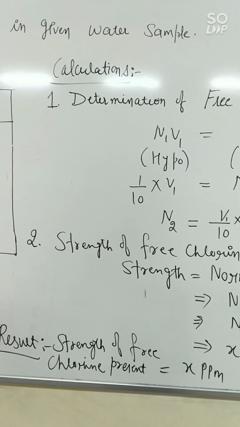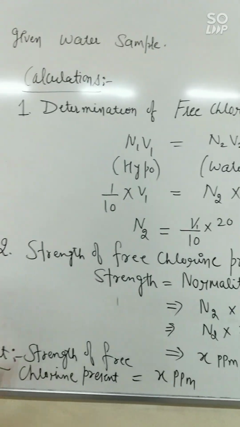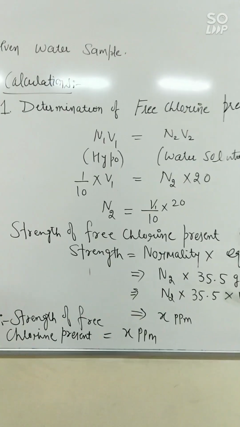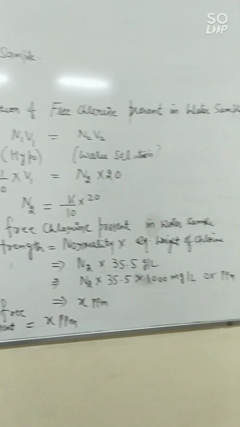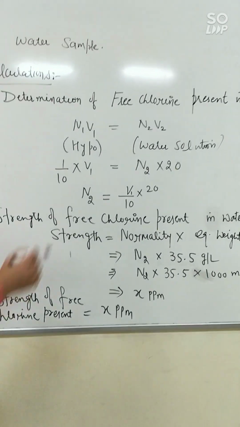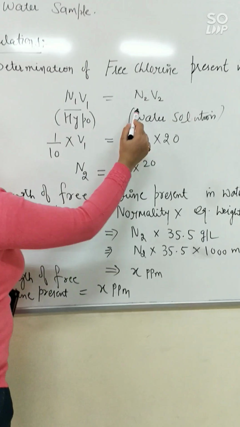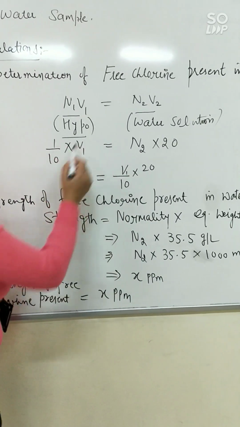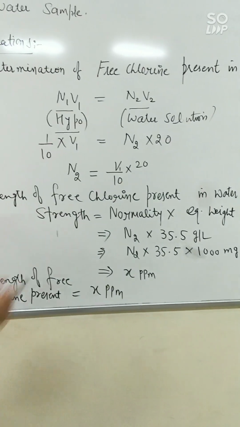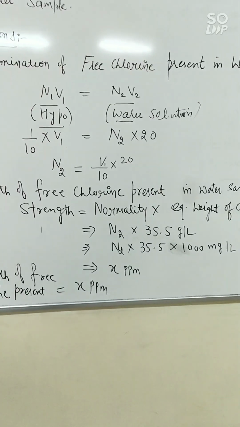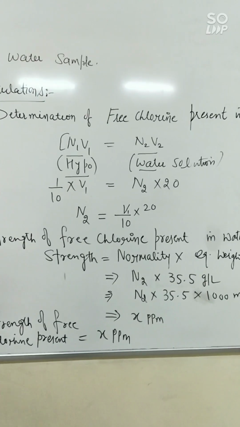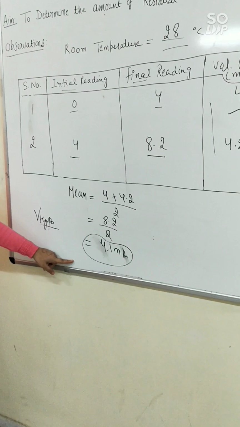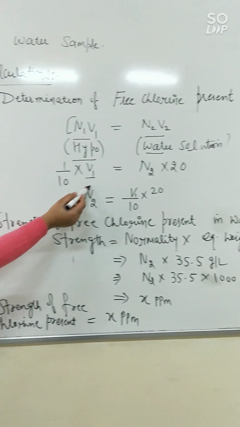After calculating the concordant reading, we have to do the calculations to determine the amount of residual chlorine. We will apply the normality equation to find out the free chlorine present in the water sample. This is the normality equation, N1V1 equals N2V2. N1V1 is for the hypo solution, sodium thiosulfate solution, and N2V2 is for the chlorinated water sample that we have used. The normality is given, which is 1 by 10, and the volume we have calculated from the burette is 4.1 milliliters. So we will substitute the values in this equation.